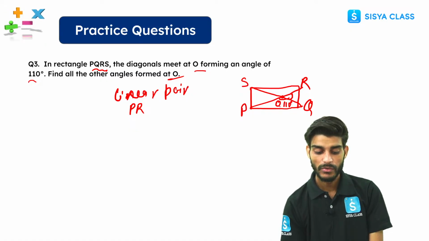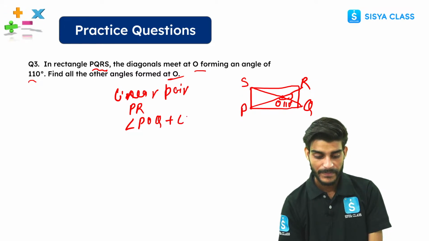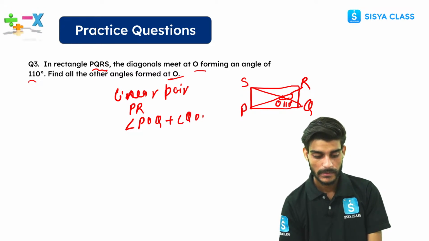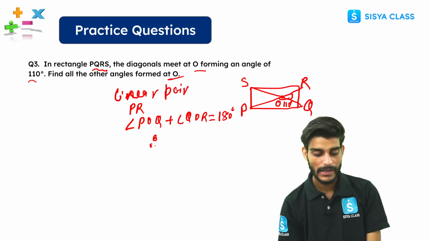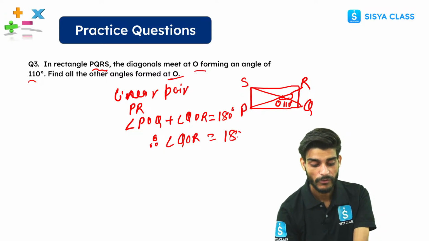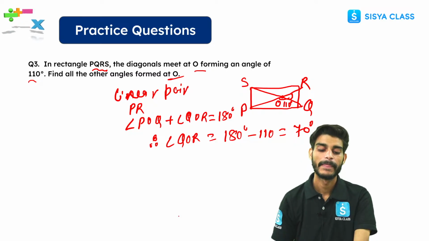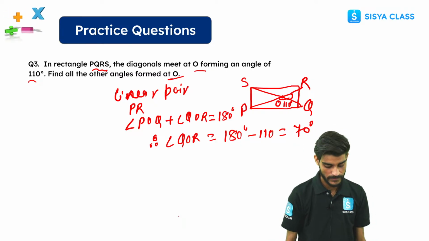So angle POQ plus angle QOR should be 180 degrees by linear pair. Therefore, angle QOR, since angle POQ is 110 degrees, is 180 minus 110, that is 70 degrees. This is how you have to solve.